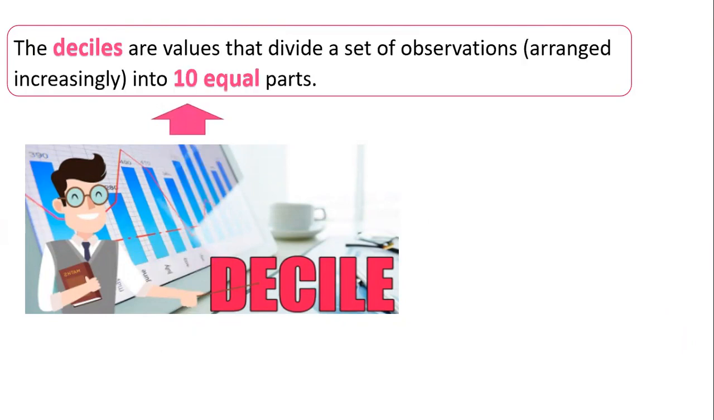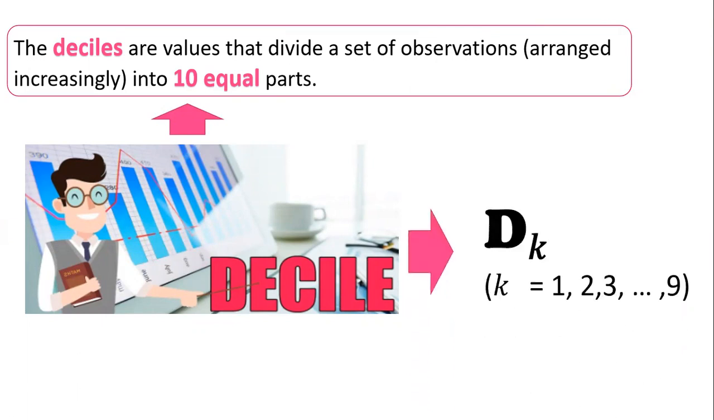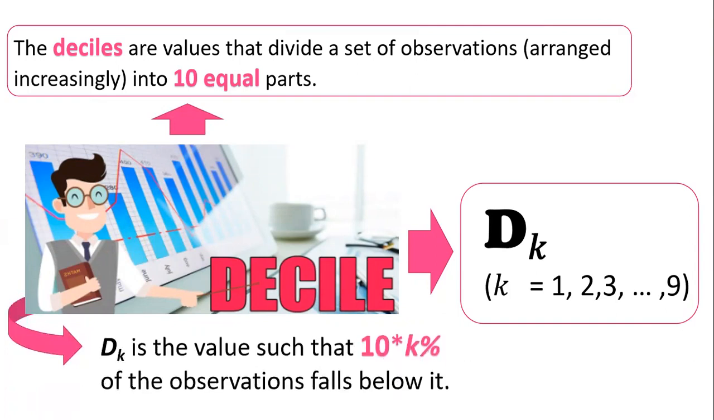Now, let's proceed with decile. Deciles are values that divide a set of observations, when arranged increasingly, into 10 equal parts. Decile is denoted by d sub k, where k ranges from 1 to 9, and the kth decile is interpreted as the value such that 10 times k% of the observations fall below it.